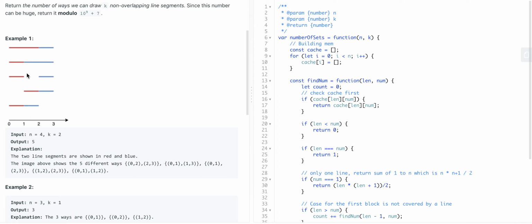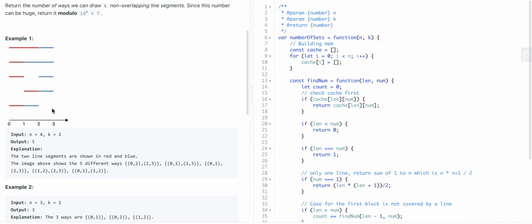If we start from the first one, the length could be from 1 to the number of buckets minus k minus 1, because you're going to use 1 here and you want to leave at least one bucket for the last line. Because k equal to 2, we want to leave 1. The first line here cannot occupy every single bucket, because you need to leave at least k minus 1 buckets for the other lines, right?